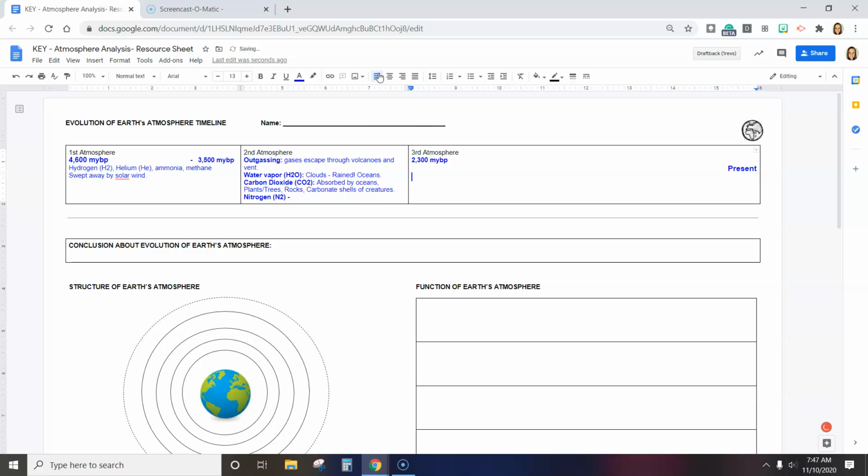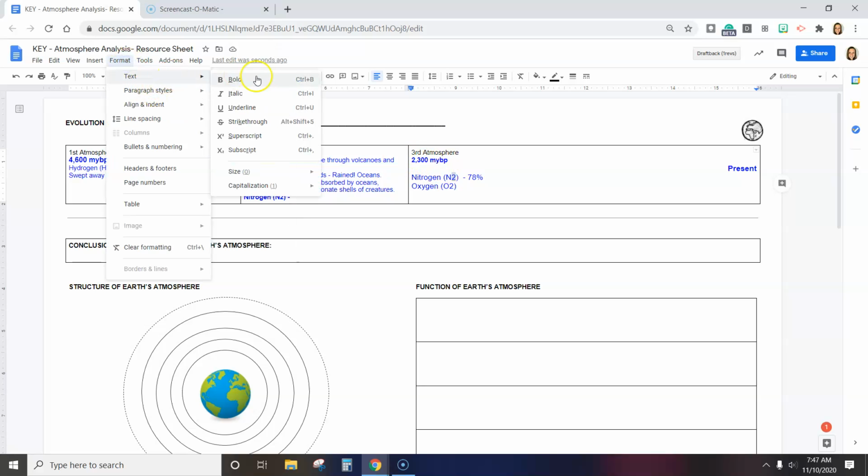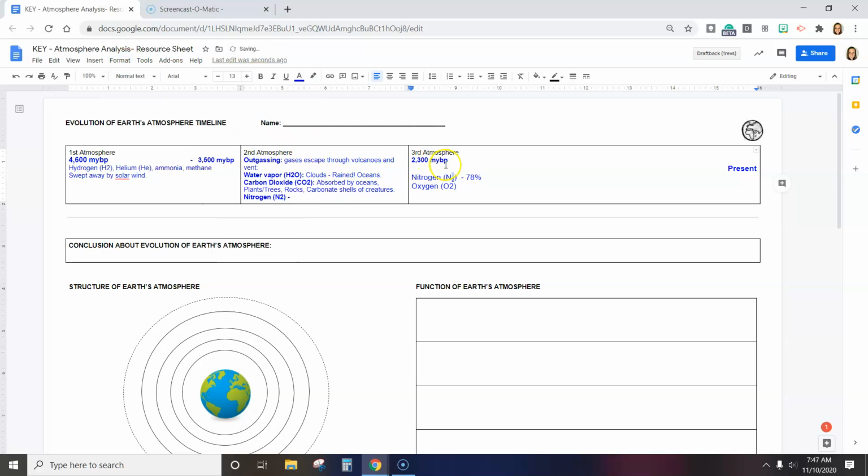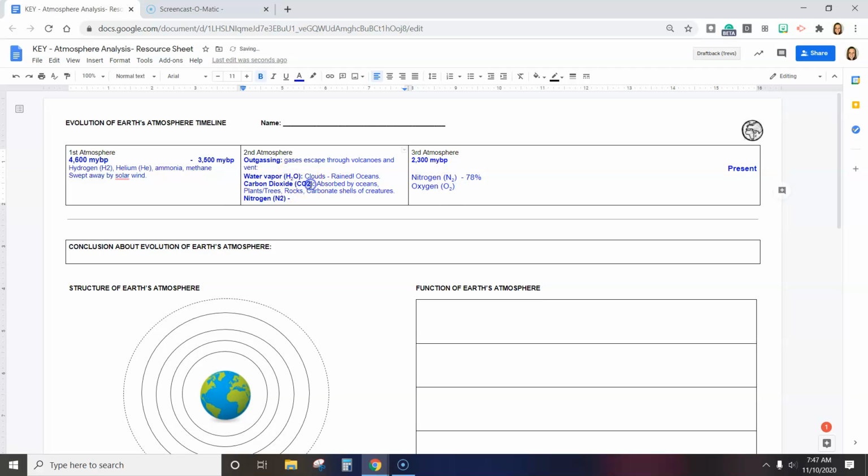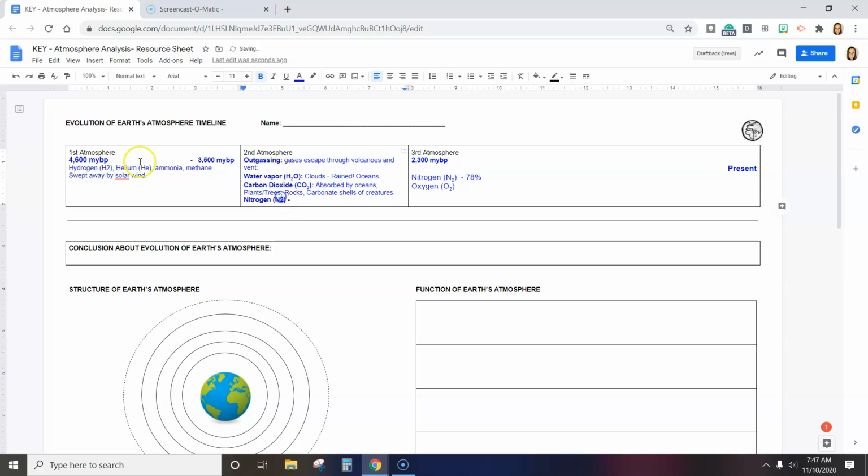Starting around 2,300 MIBP, we have all that nitrogen left over from our second atmosphere. But now there's so much more of it. In fact, 78% of our atmosphere is made out of nitrogen. And then those plants that started taking in carbon dioxide started to release oxygen gas, O2. And honestly, folks, I've been doing this a little incorrectly. If I wanted to make this accurate, I would have to make a subscript for all of these. That's actually the proper way of writing all of these chemical formulas, and we will be getting into that very shortly.